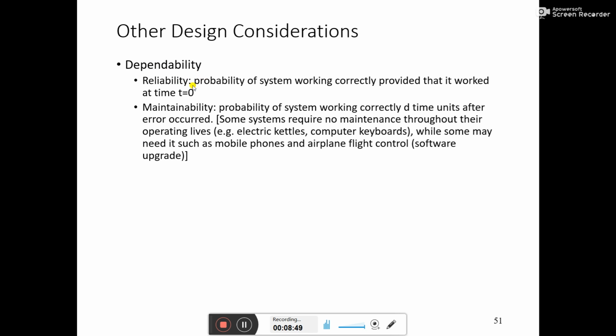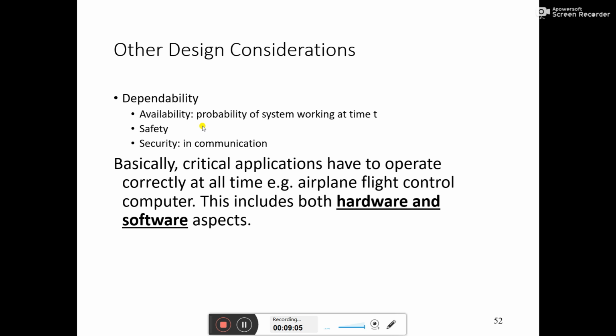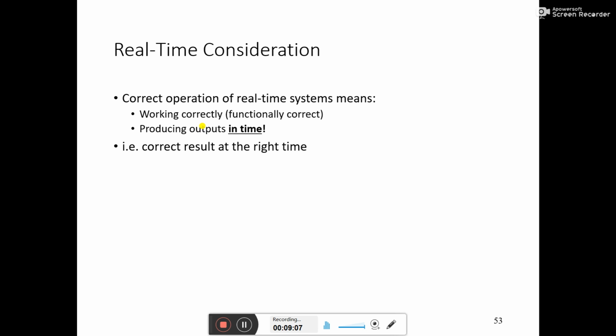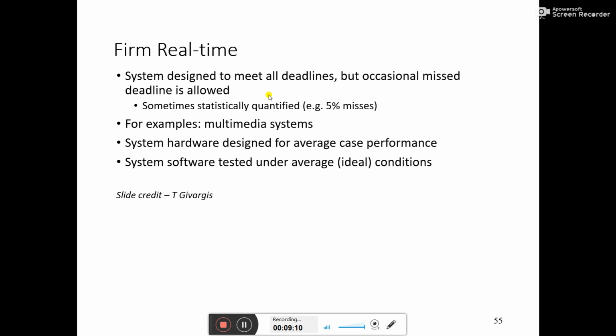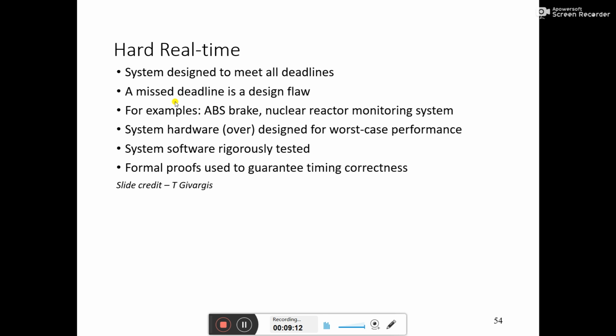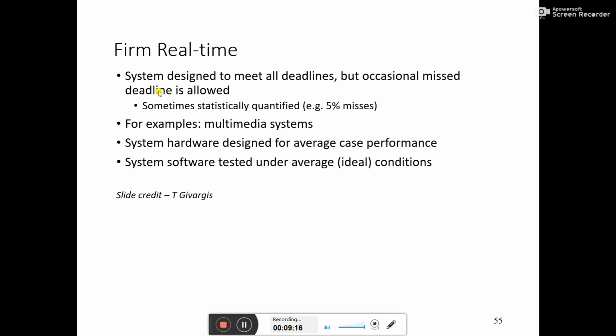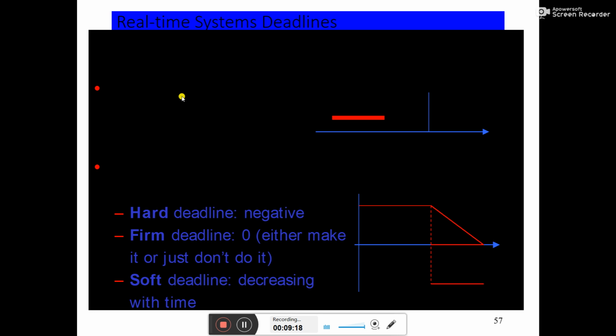Dependability. Reliability is the probability of a system working correctly, provided that it worked at time t equal to 0. Maintainability is the probability of a system working correctly time units after an error occurred. So these are all design constraints. Some real-time considerations are also there. Three types of real-time are possible: hard real-time, firm real-time, and soft real-time, which you can understand from this diagram.